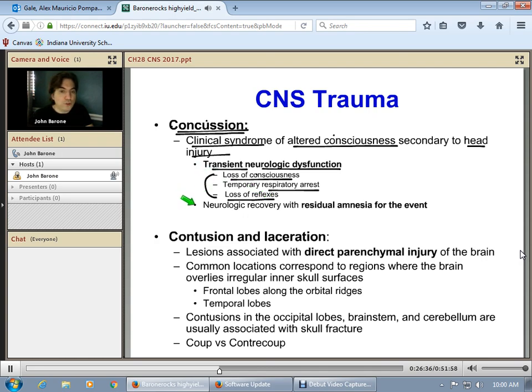All of this usually recovers very rapidly. So within a few seconds or a few minutes, consciousness comes back. You're like, whoa, what happened? What just happened? You start breathing again, your reflexes come back, so you get complete neurologic recovery, but you don't remember what happened. Amnesia for the event.